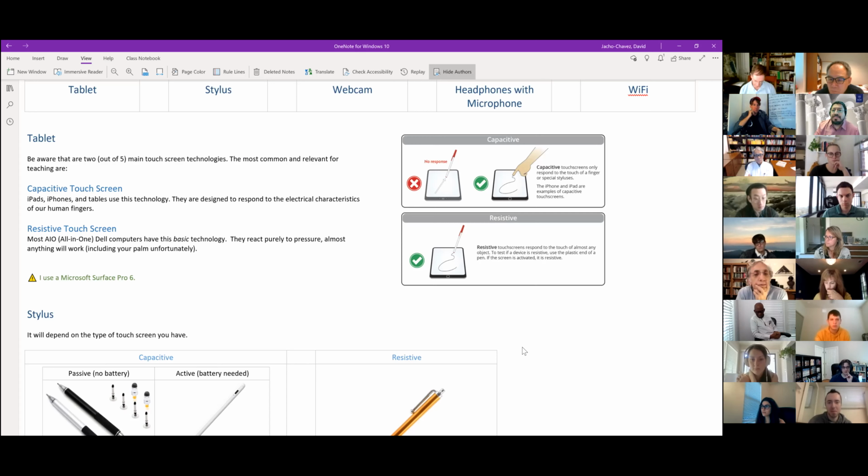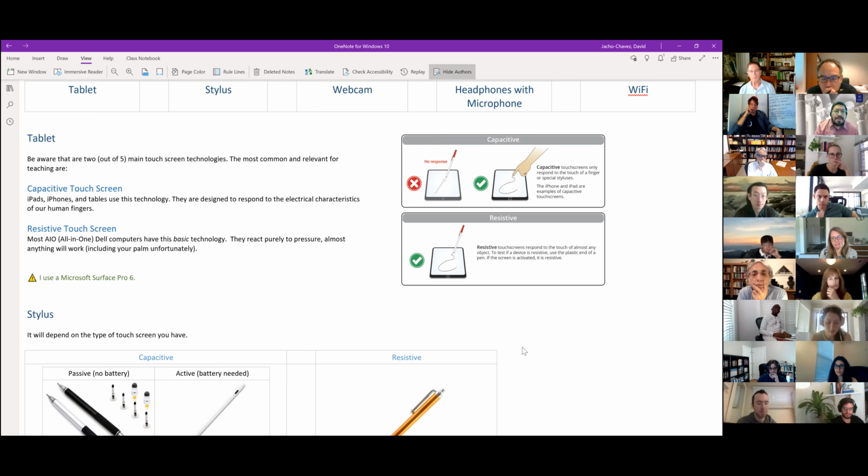The resistive touchscreen is the one I'm using right now. My office all-in-one desktop uses only this. I'm using my finger, but I could use any piece of solid material. On the right-hand side of the screen is the difference between those two. The main thing you must remember is that only the capacitive touchscreen will recognize your palm from your finger. That means if you own a tablet that has a resistive touchscreen, a very old one, you basically cannot write on it because it will not differentiate between your palm and your finger. Just keep that in mind.